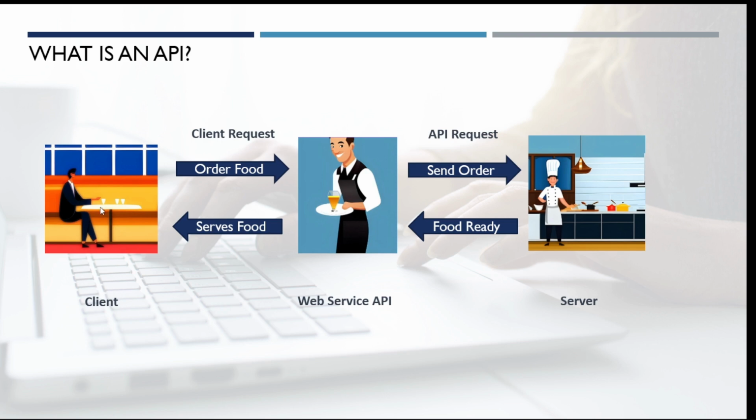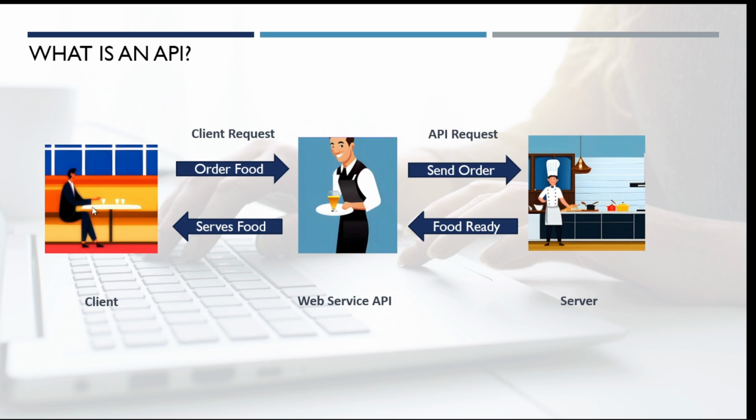So, imagine a client sitting in a restaurant, and this client will make a request and order some food, and will make that request to the waiter. Then the waiter will go back to the kitchen and send that order. Then the chef will receive that order, and when the food is ready, he will call the waiter. Then the waiter will get the food and serve that food to the client.